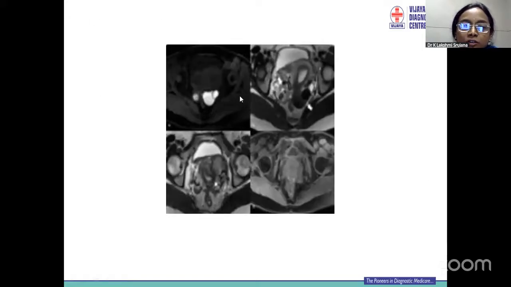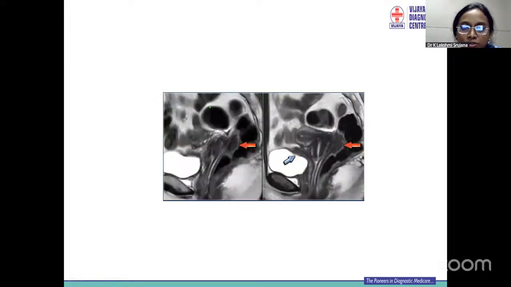This is a case of bilateral ovarian endometrioma seen as T1 hyperintensities with T2 shading effect. Here, there is also a T2 hypointense solid mass affecting the rectouterine pouch with pull of the rectum, giving it a pear-shaped appearance. This is a T1 fat sat showing T1 hyperintensities at the rectouterine pouch. This is a case of deep pelvic endometriosis involving the rectouterine pouch.